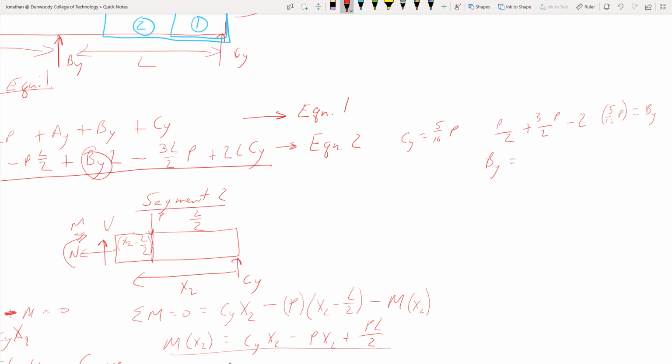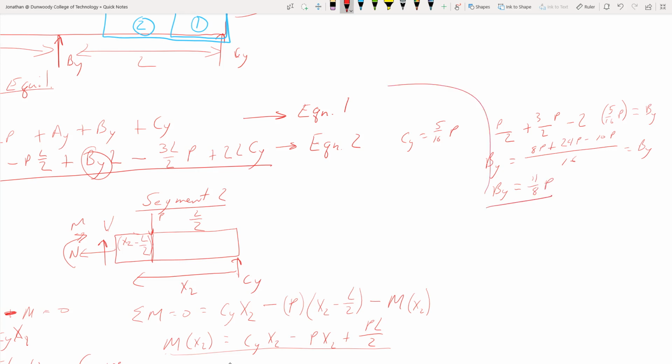I'll do 8P plus, I'm going to multiply that by 8, 24P minus 10P over 16. I just wrote equals BY on both sides. So what do I get? I get 14, 22, 22/16, or 8/11, or 11/8, excuse me.